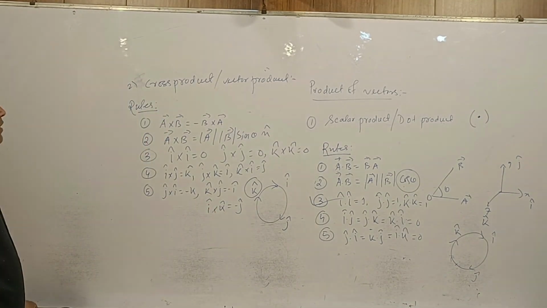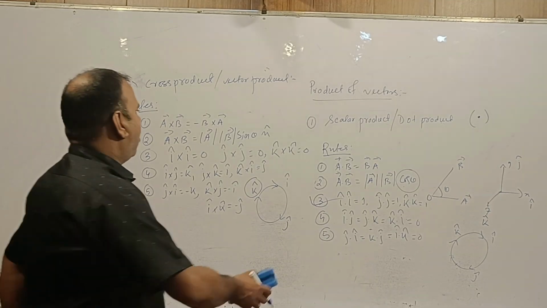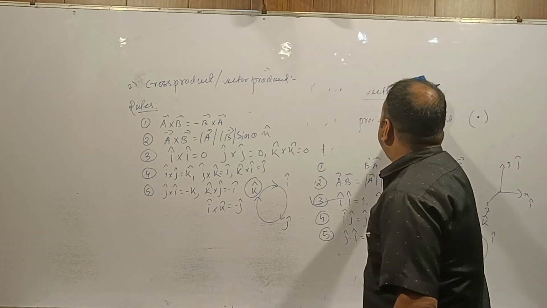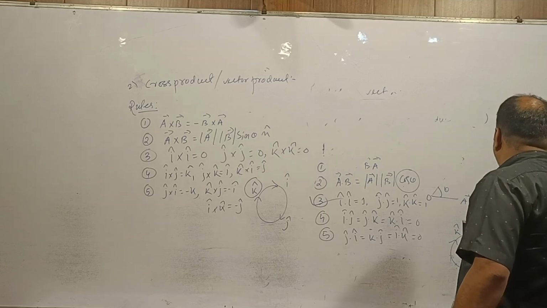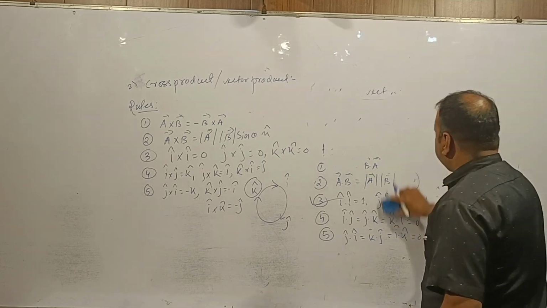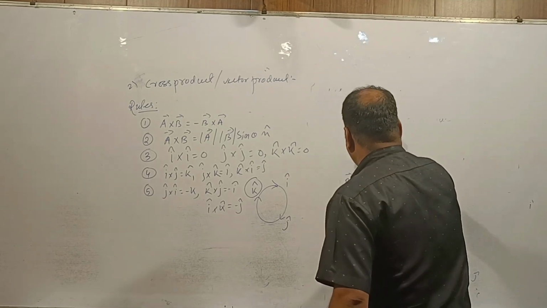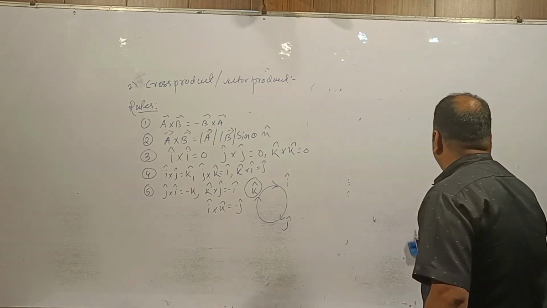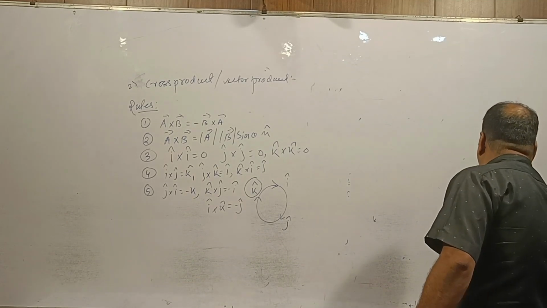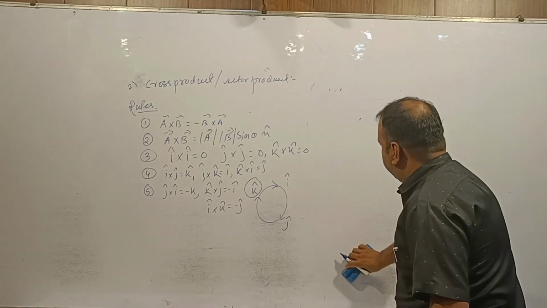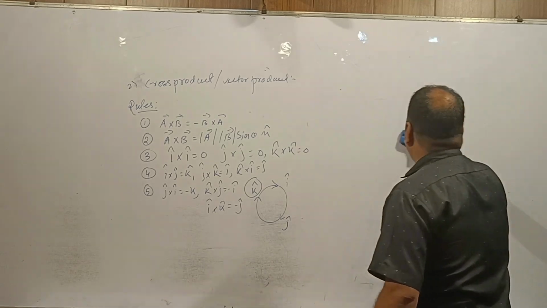Now you can see the application for that. What are the applications? That means numericals related to the cross product. It is very important. You should give attention and concentration, because a slight extra additional rule will be used.